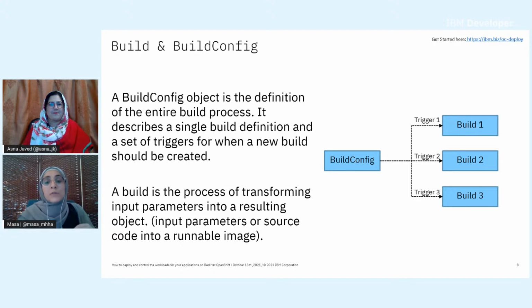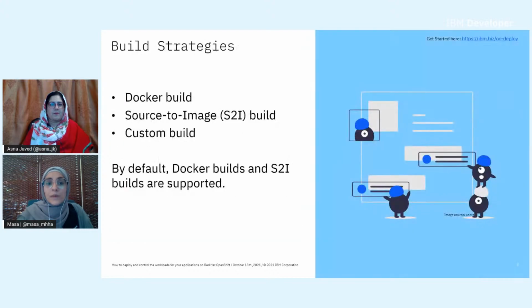The first time you build your application, it will create the first build. You trigger it manually, and then if you actually use a trigger or a webhook, it will be automatically updated and it will create builds for you. So builds transform the input parameters that you have into a resulting object, from source code into a runnable image.